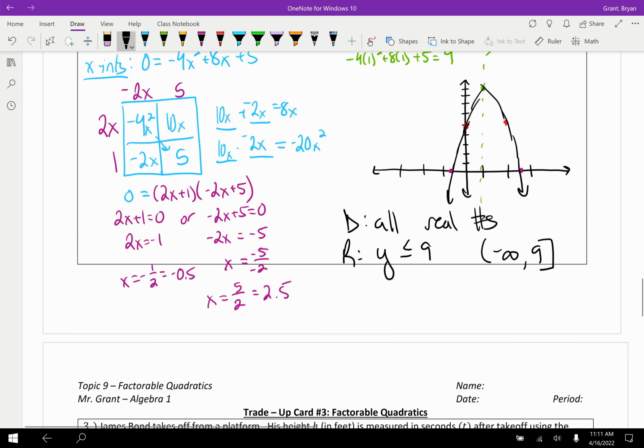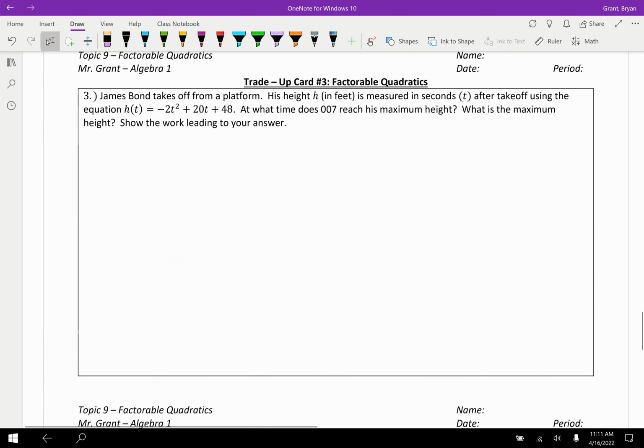All right, well, 2 trade-up cards to go. Let's take a look. James Bond. James Bond takes off from a platform. Remember, there's a few movies where he has like a jetpack and everything. Maybe that's what we're talking about here. His height h in feet, ironic because he's British, but that's okay. Not using meters this time, is measured in seconds t after takeoff using the equation h of t equals all that. At what time does 007 reach his maximum height, and what is the maximum height?